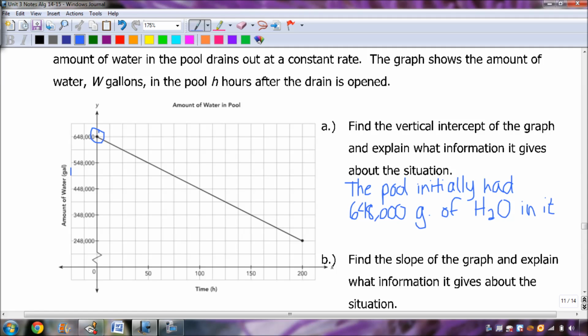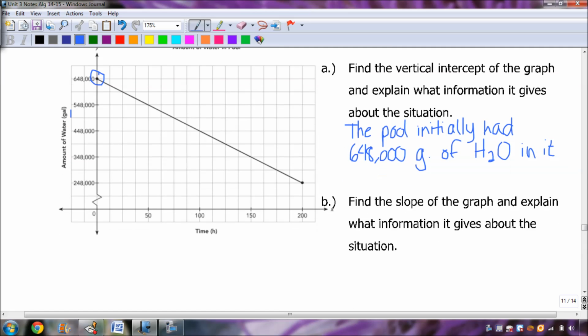Okay. All right. Now question B, find the slope of the graph and explain what information it gives about the situation. Now remember, when you find slope, you can just do rise over run if it's just given to you as a graph. You don't have to do any extra work. So I can use this as my starting point and I can use this as my ending point. So how much was the rise? How much was the run?